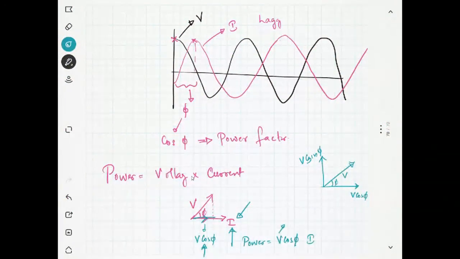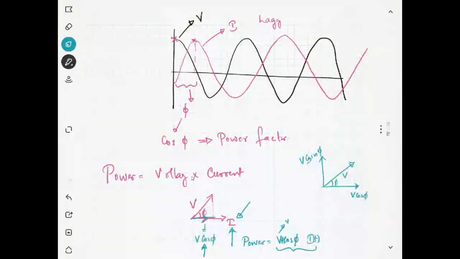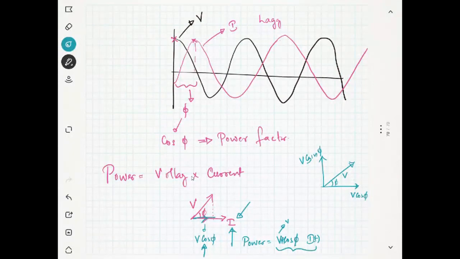V means voltage, okay, not phasor. I am saying it's the voltage v of t and i of t, and a cosine phi is there. So you can see the power in the circuit is depending upon phi. Am I correct? Yes, sir. The power is a function of phi.